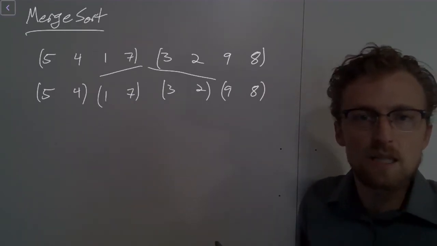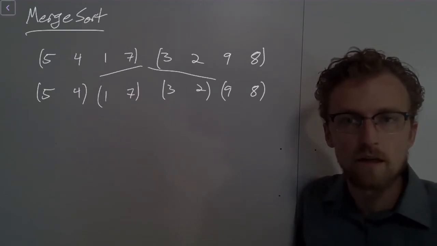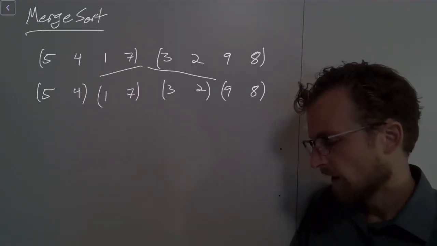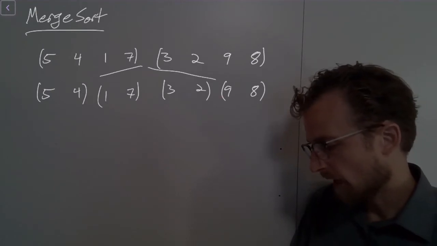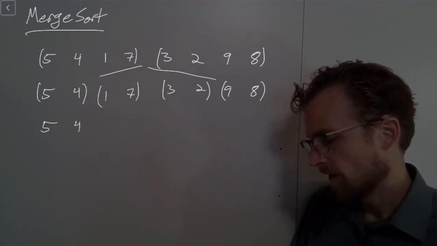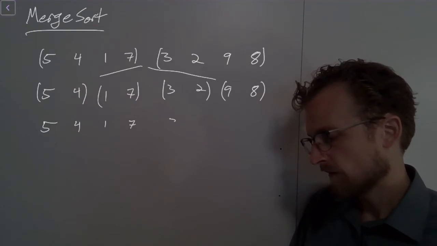And then when it gets them back, it'll merge them and send them back up, okay? Merge them into a sorted array and send them back up. Okay, so now, what happens next? Well, we've got 5, 4, 1, 7, 3, 2, 9, 8.